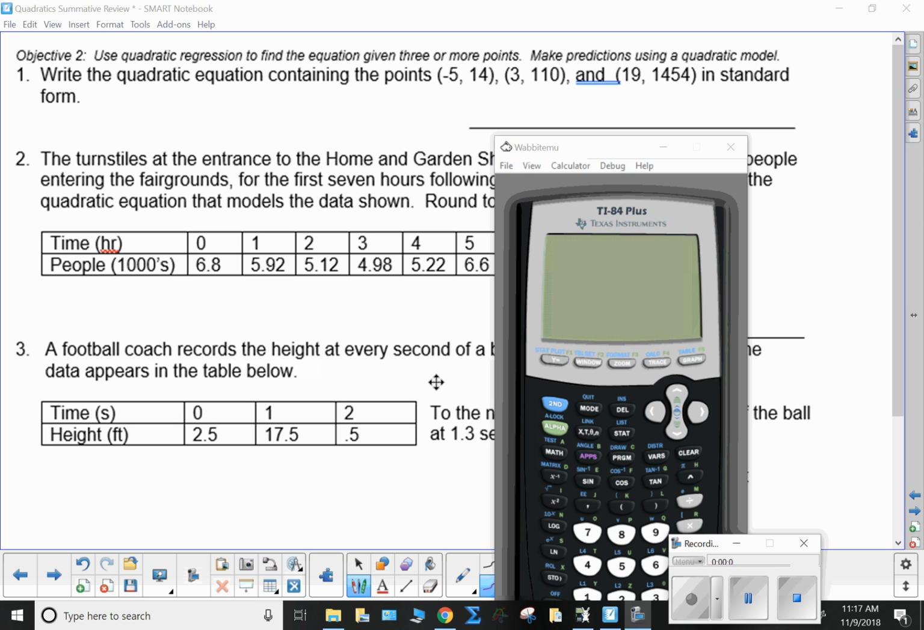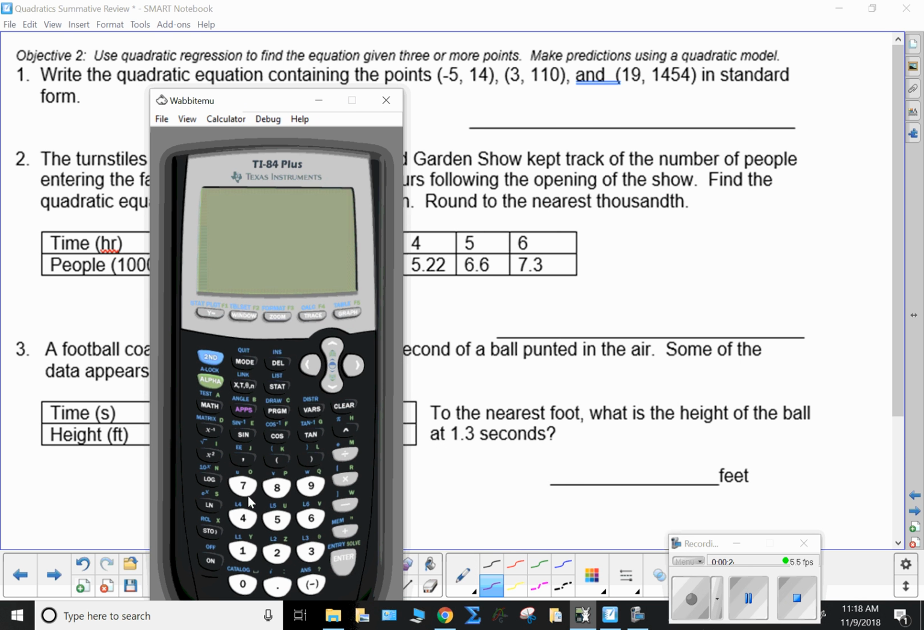Quadratics unit, summative review. Okay, next is objective 2, which is using quadratic regression to find the equation given 3 or more points and also to make predictions using a quadratic model. We first want to write the quadratic equation containing the points (-5, 14), (3, 110), and (19, 1454) in standard form. We're going to turn on our calculator.